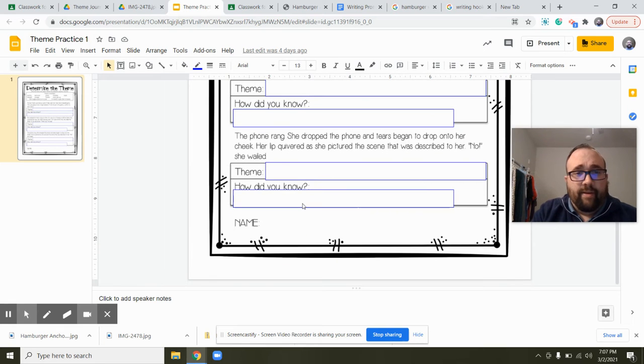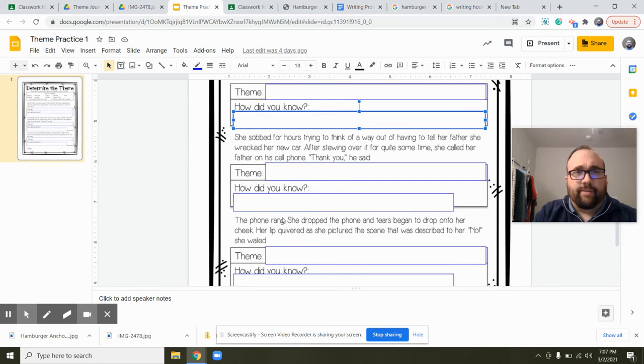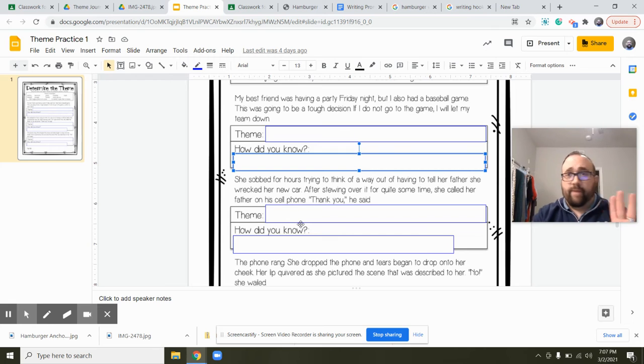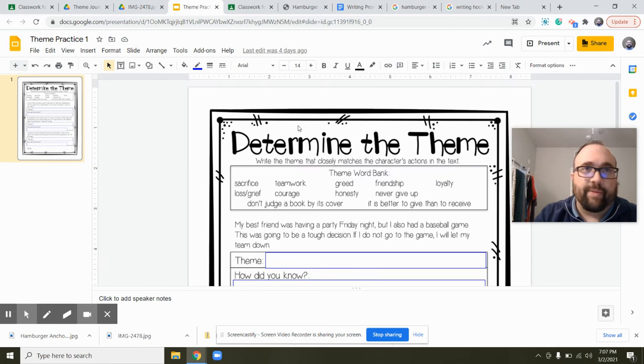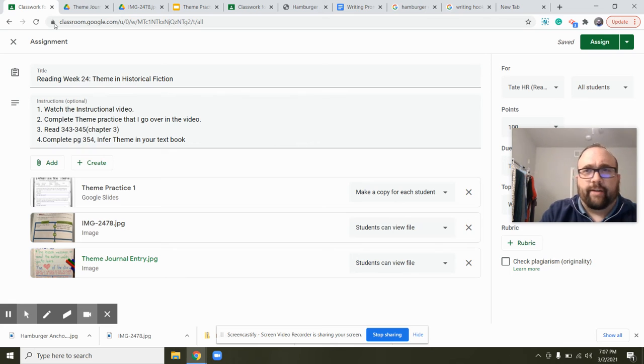Okay. So read each little story here. There's only three of them. Promise. It'll be great. Read each little story. And then once you're done, write what you think the theme is and how do you know? What tells you that's what the theme is? Okay. That's what I would like from you. And this is just a little warm-up practice. Okay. It will not take you very long.